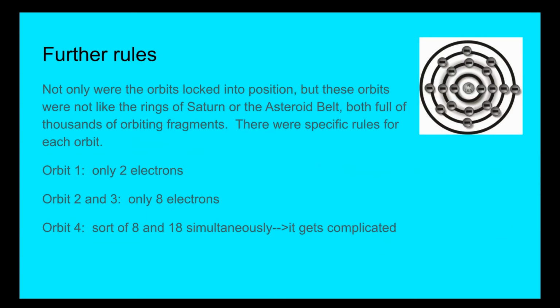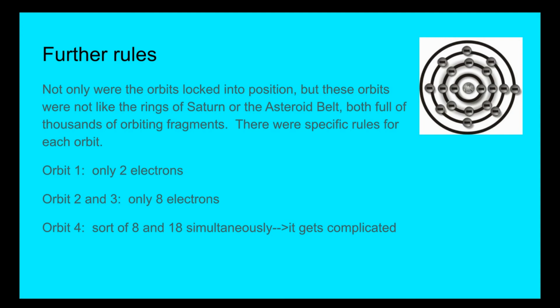It turns out not only were the orbits locked into position, but these orbits were not like the rings of Saturn or the asteroid belt. Both of these are full of thousands of orbiting fragments. There were specific rules for each orbit. Orbit 1 can only have 2 electrons. Orbit 2 and 3 can carry 8 electrons. Orbit 4, it's 8 and 18. It gets kind of complicated.